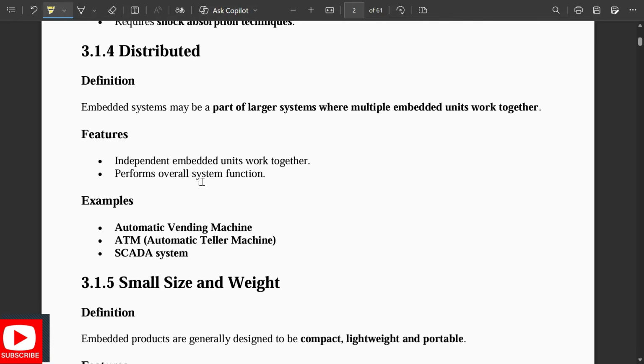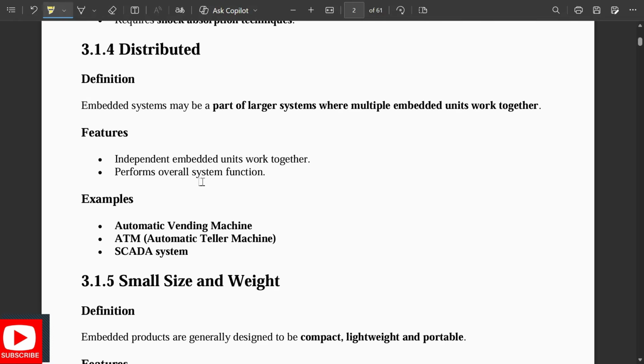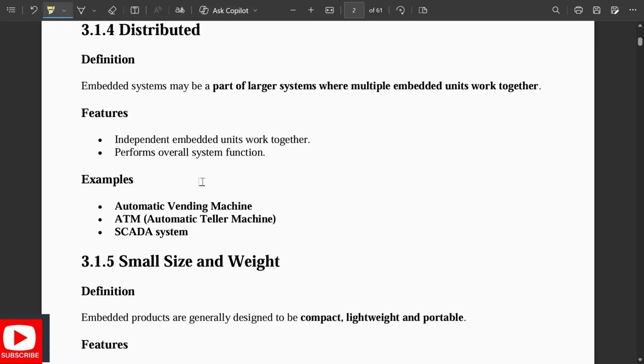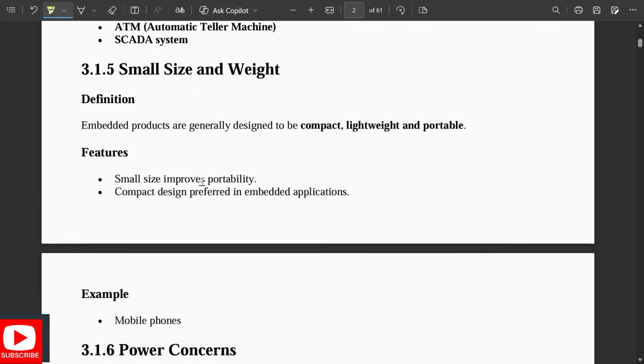Fourth one is distributed. They may be a part of a large system where multiple embedded units work together. So they combine together. The feature is that independent embedded units work together and perform the overall system function. Example, in an automatic vending machine there are many embedded units that work together, or in an ATM machine, etc.